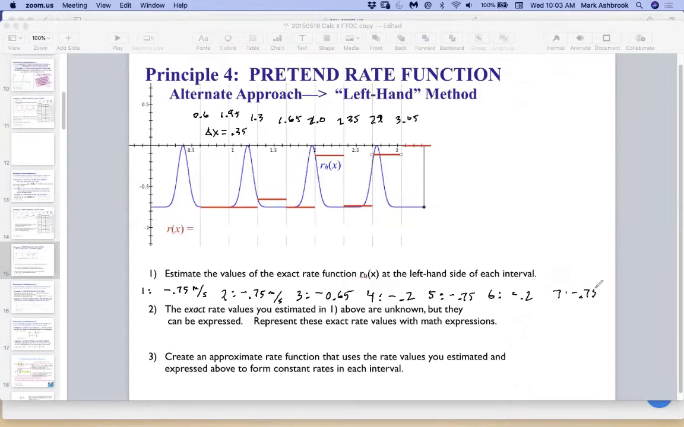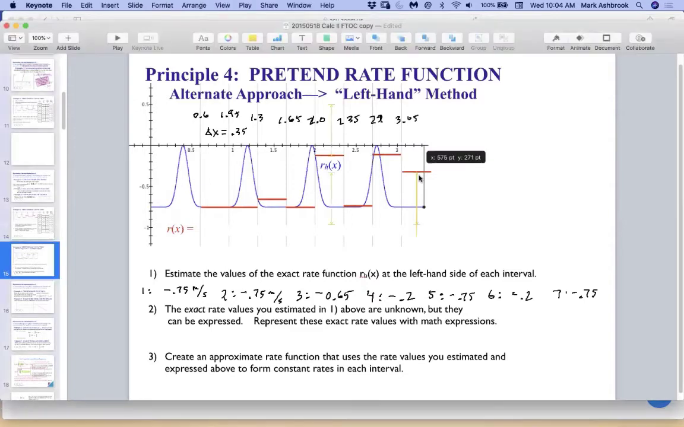So again, what are we doing? We're pulling off the exact rate at the beginning or the left side of every interval. That's why it's called the left-hand method. And then we ignore the rest of the interval, and we let the constant rate just be that value of the exact rate at the left side of the interval. I've got one more to move here. So now here's what the pretend rate function looks like using the left-hand method.